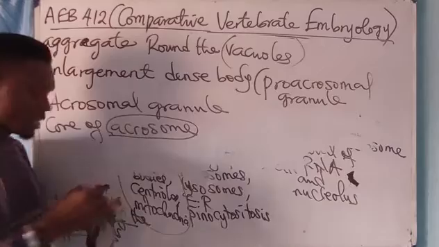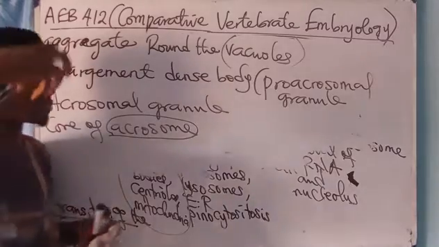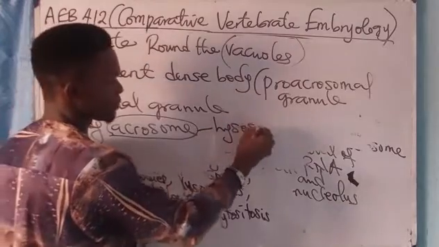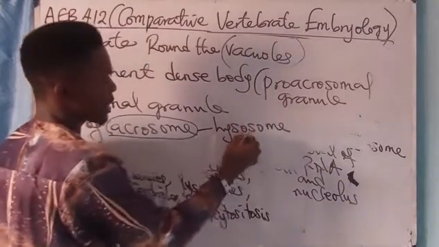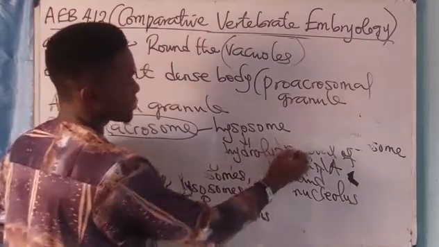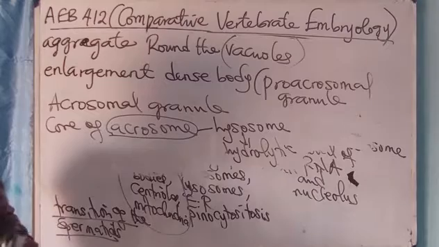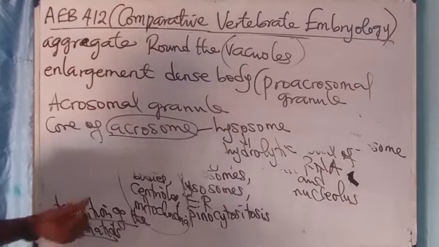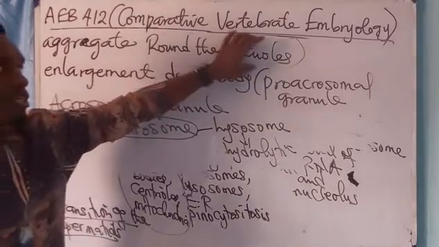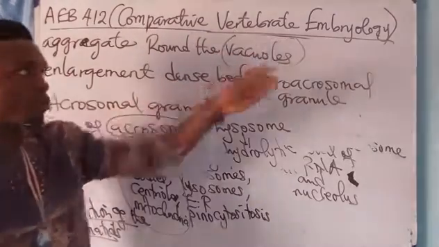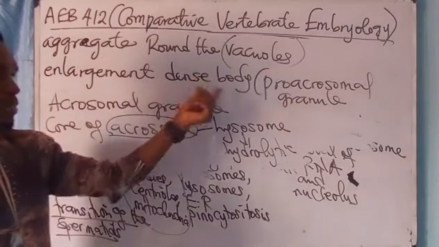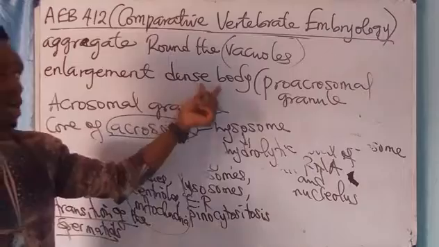The acrosome is that part that is found in the head, and it has lysosome. This lysosome has hydrolytic enzyme that dissolves the egg during fertilization. I said the Golgi bodies will arrange themselves around the vacuoles, and there may be one or two vacuoles which will undergo enlargement. Then inside the vacuoles we have dense body. These dense bodies are called what?